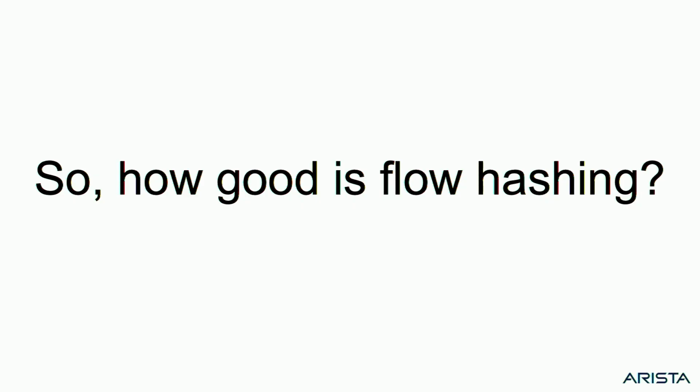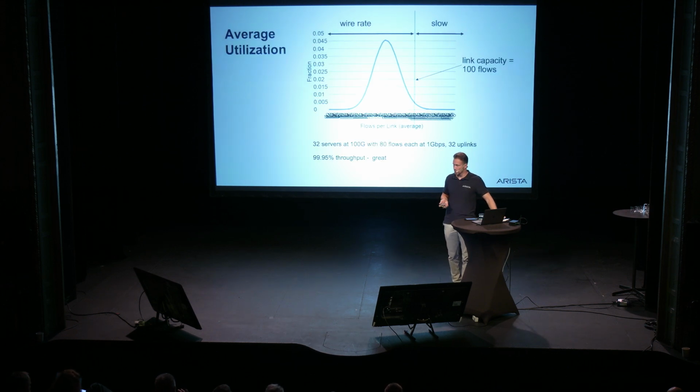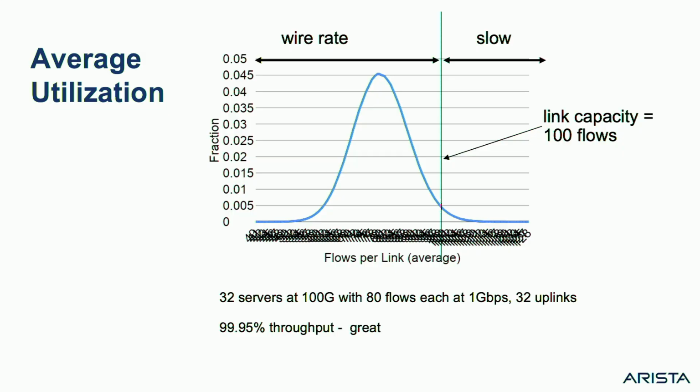So if we look at how good flow hashing actually is, we have a few simplified simulations here. Let's assume we have a non-oversubscribed network. We have switches with 32 100 gig interfaces downstream and 32 100 gig interfaces upstream, so a completely non-oversubscribed network. And we have 32 servers here, connected at 100 gig. They're sending 80 flows each at 1 gigabit. So a lot of flows that are not that big. If we look at the graph here, everything on the right side of the green line is the links that are actually getting more flows than they can carry. But it's not that many, so your average throughput is pretty good. This is the typical scenario for a normal data center.